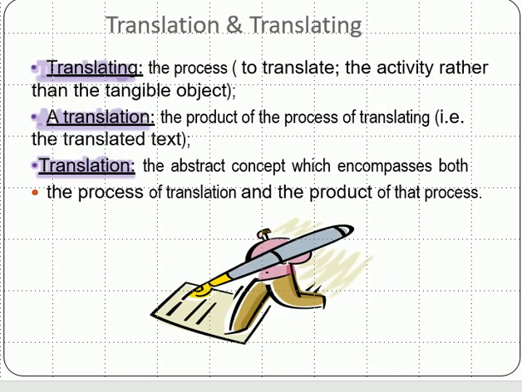What is translation, translating, and a translation? Translating is the process, in fact, the activity rather than the tangible object, and a translation is basically the product of the process of translating, meaning the translated text. Translating is the process to translate. A translation is the translated text, and simple translation is the abstract concept which encompasses both the process of translation and the product. So the process of translation is translating, and the product of translation is a translation. This is the combination of both. So let's move on to the next slide.